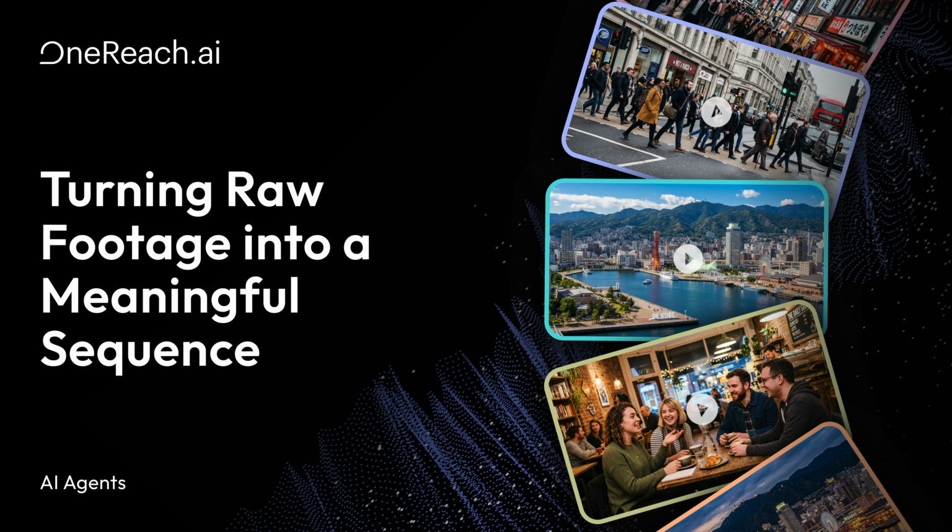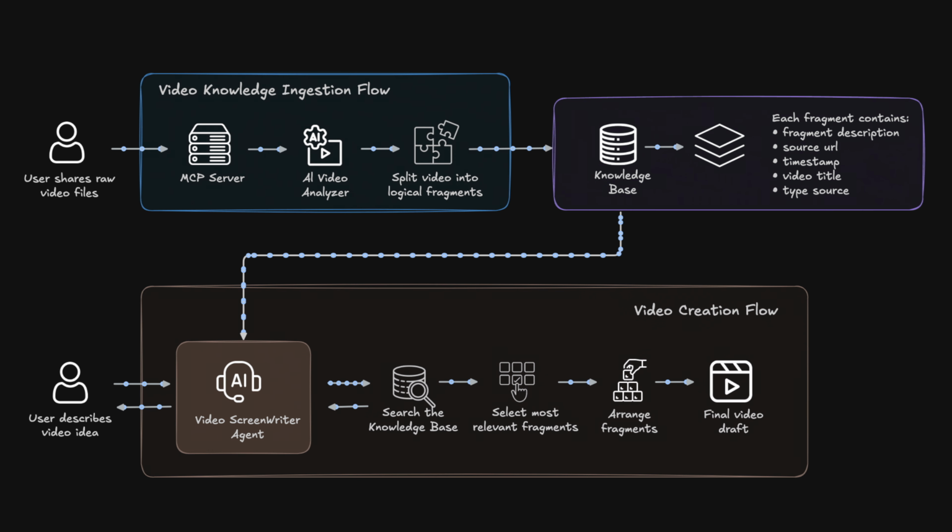Hi everyone, I'm sure many of you have run into this problem before. You have a lot of raw footage, you know the story you want to tell, but you don't remember where the right moments are. And once the amount of footage grows, turning it into a finished video becomes a slow and messy process. That's exactly why we built the Video Screenwriter Agent. It helps find the right fragments across your video library and assemble them into a clear, meaningful sequence.